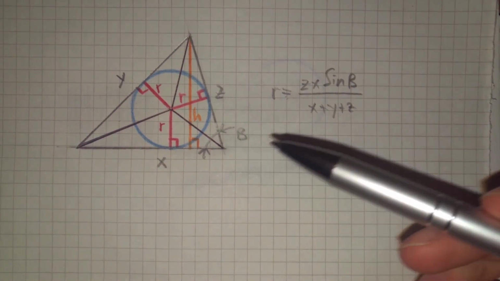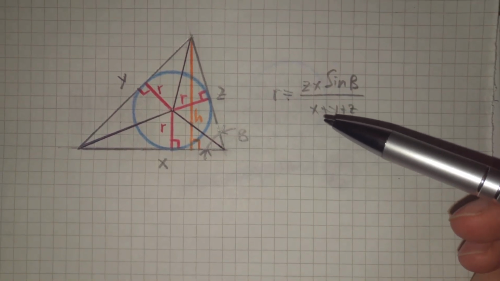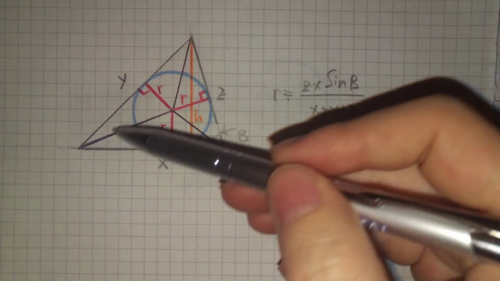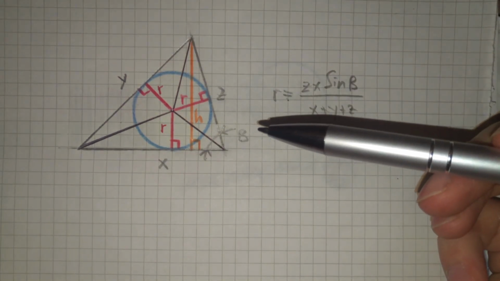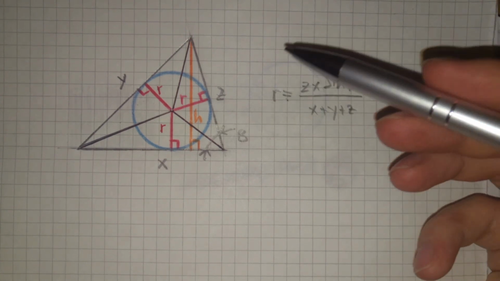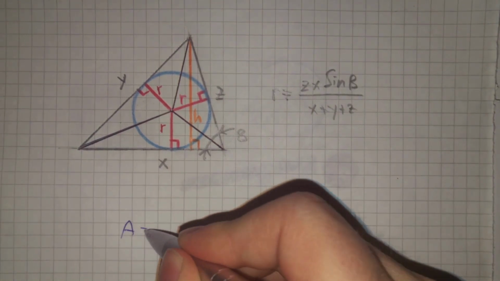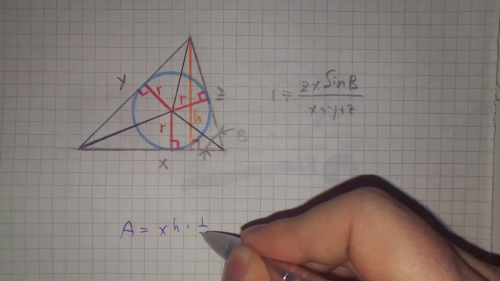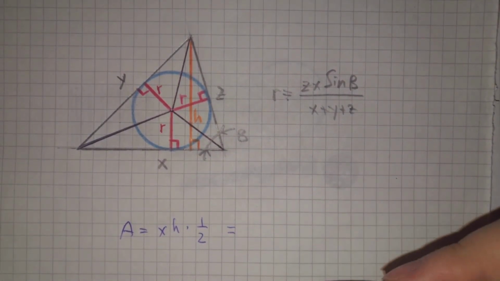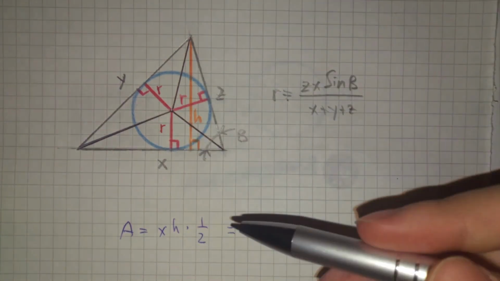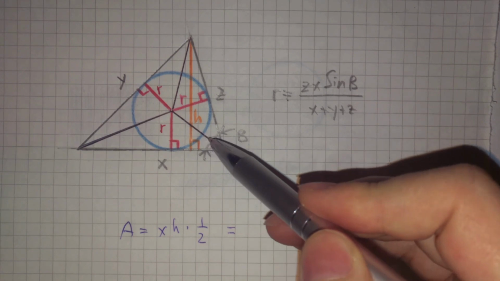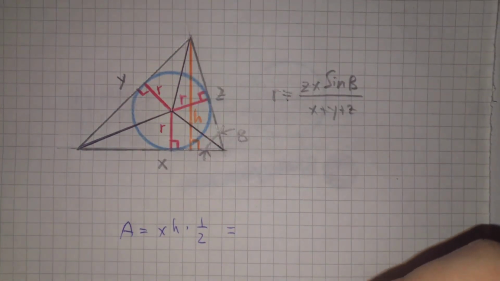Now let's try to quickly prove this formula here. We are going to do that using the area of this triangle. We know the traditional formula of the area, which is x times the height h times 1 over 2. We can also find the area of this triangle if we add up these 3 small triangles: this one, this one, and this one.